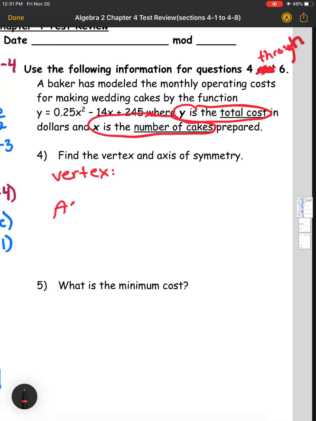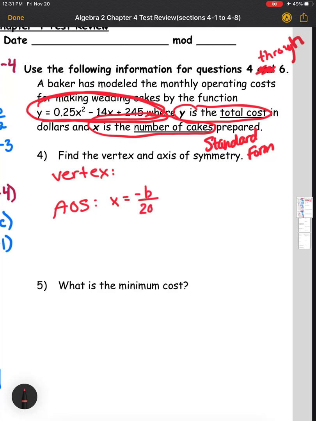Number 4 says, find the vertex and the axis of symmetry. So first I'm going to start with the axis of symmetry. If I look at my equation here, that's in standard form. That's important. So in order to get standard form's axis of symmetry, that was the little formula for x, negative b over 2a, right? And if I plug in what I know for a and b there, it's going to become positive 14 since my b was originally negative, over 2 times a quarter, or 0.25.